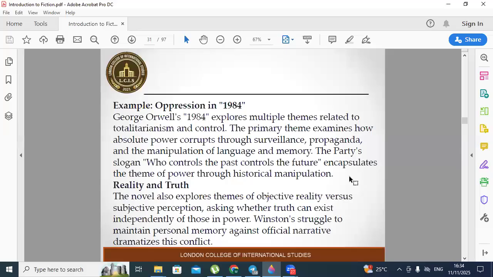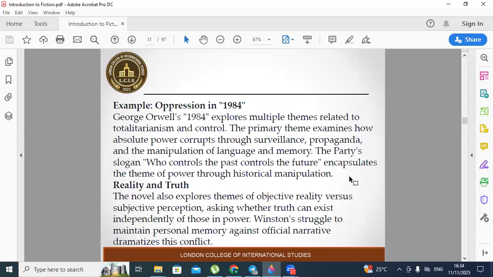Example, oppression in 1984 by George Orwell. George Orwell's 1984 explores multiple themes related to totalitarianism and control. The primary theme examines how absolute power corrupts through surveillance, propaganda, and the manipulation of language and memory. The party's slogan, "Who controls the past controls the future," encapsulates the theme of power through historical manipulation.